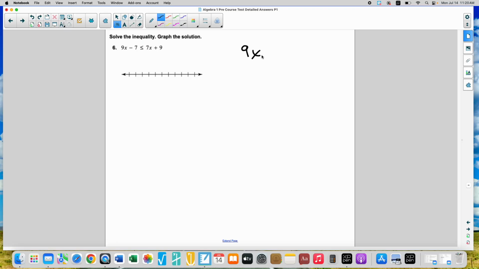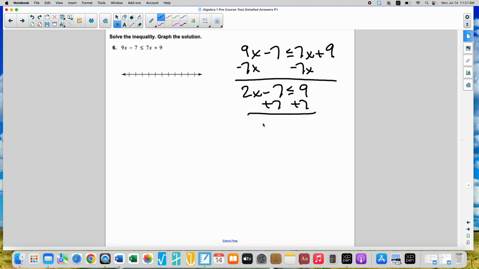Same thing here. We have 9x minus 7 is less than or equal to 7x plus 9. Much like equations, I would advise you to move the variables first, not the constants. Then we're going to add 7. We get 2x is less than or equal to 16. Divide by 2. Divide by 2. X is less than or equal to 8. This time it's going to be a closed circle. I'm going to show where 0 is and 8. I'm going to do a closed circle. My solutions are less than or equal to 8. So it's going to look like that.